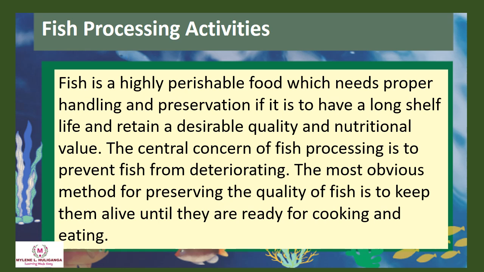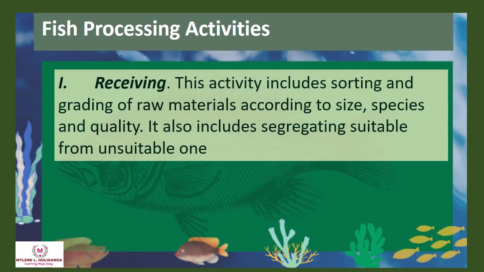The central concern of fish processing is to prevent fish from deteriorating. The most obvious method for preserving the quality of fish is to keep them alive until they are ready for cooking and eating. Fish processing activities. First is receiving. This activity includes the sorting and grading of the fish according to its size, species, and quality. It also includes segregating suitable from unsuitable ones.